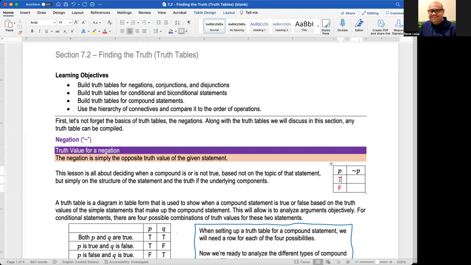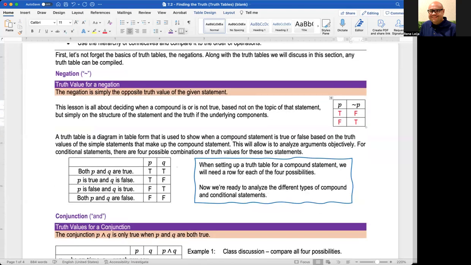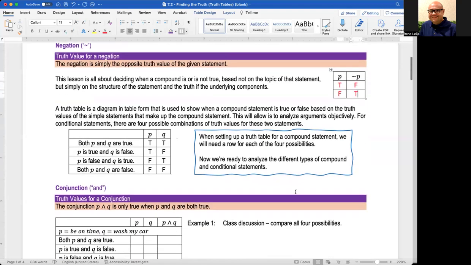If I start off with a statement that's true, and then I have not P, that means it's not true, so this would be false. And if my statement is false, not P, not false, would make it true. So it's just the opposite truth value. No big deal there about the negation.